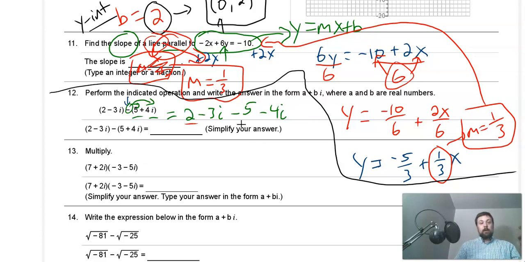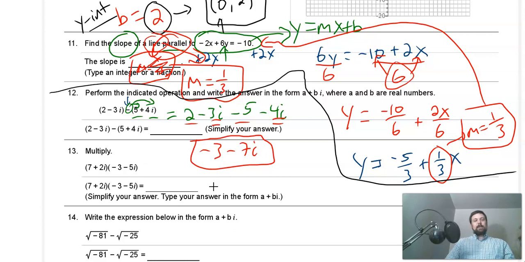So we get 2 minus 5, which is negative 3. And then negative 3i minus 4i, which is negative 7i. And for whatever weird reason, I'm pretty sure this is the case. And again, I'm not telling you to memorize this answer for the test, because I want to see this work. But I don't know why they couldn't randomize the numbers here, because this is always the answer. It's always negative 3 minus 7i every time I give the test.